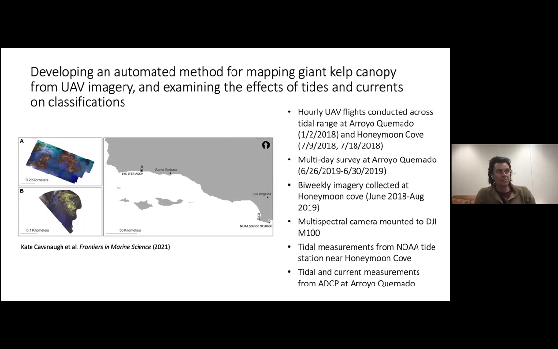And so one of the reasons we did all these surveys was to examine the effects of tides and currents, but what it also gave us is imagery from a wide variety of conditions, different seasons, different illumination conditions, different locations, so that we could really properly test this automated method, make sure it worked in a variety of conditions. All this imagery was collected from a multispectral camera mounted to a DJI Matrice 100. And then to compare kelp canopy to tidal stage, we used tidal measurements from this NOAA tide station near Honeymoon Cove in Palos Verdes. At Arroyo Quemado, we had ADCP measurements, so we were able to measure tides and currents there.